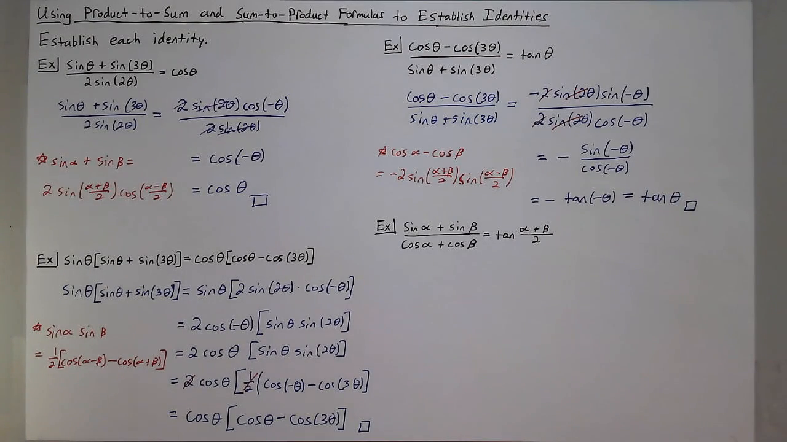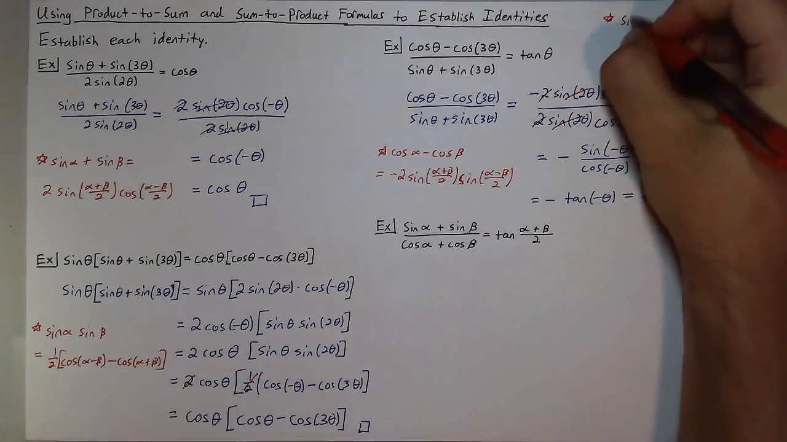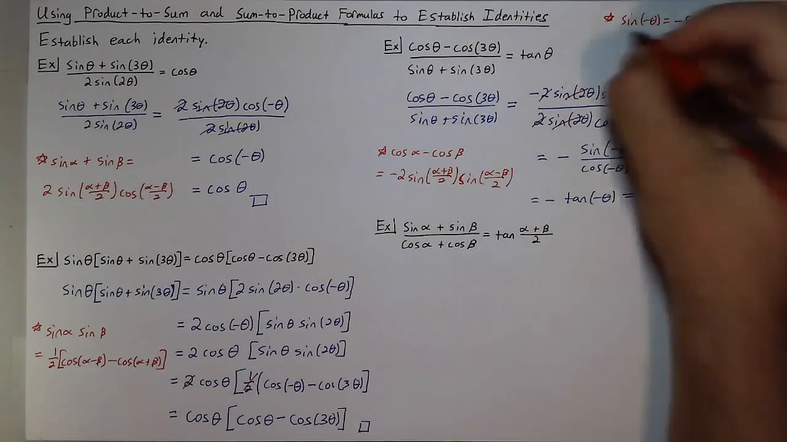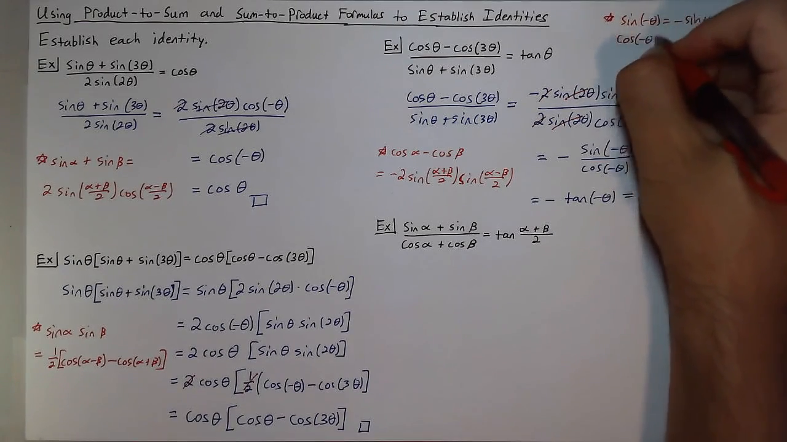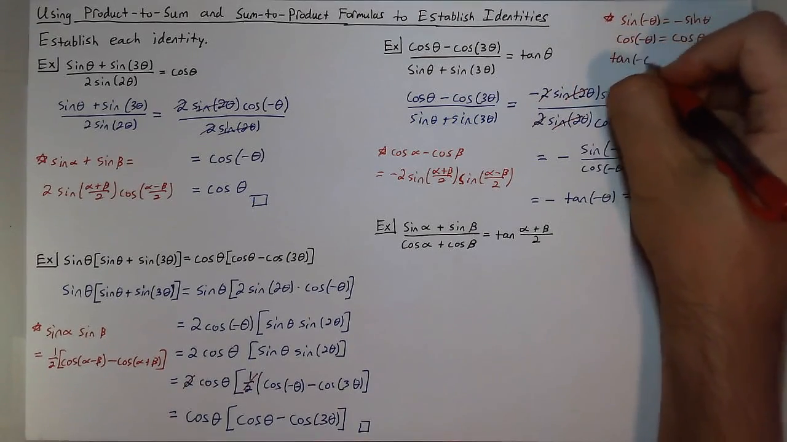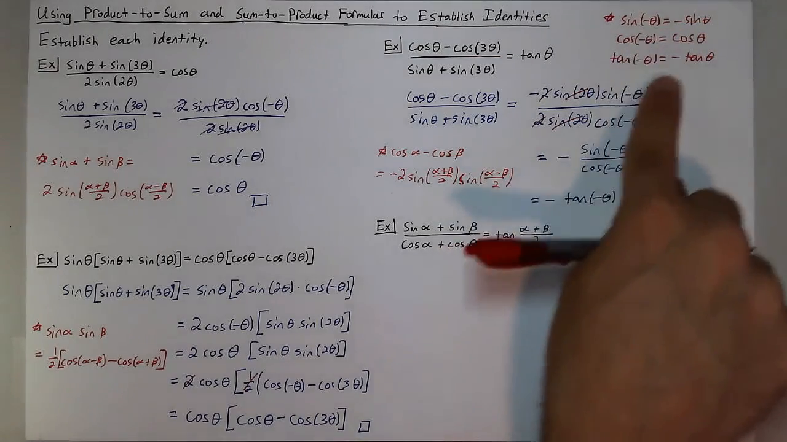And again, I might even write the reminders of what all those even odd properties were. So sine of negative theta is negative sine of theta. Cosine of negative theta is just cosine of theta. And tangent of negative theta is negative tangent of theta. Just to remind you of those even and odd properties.